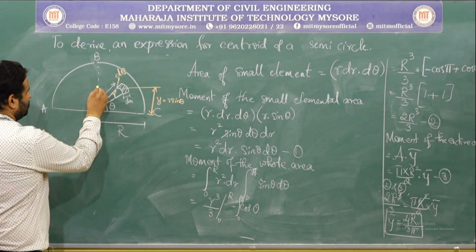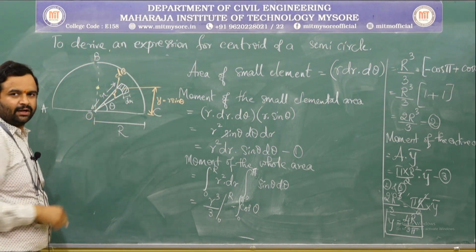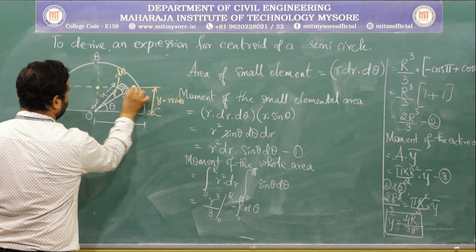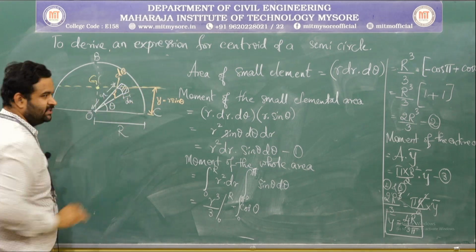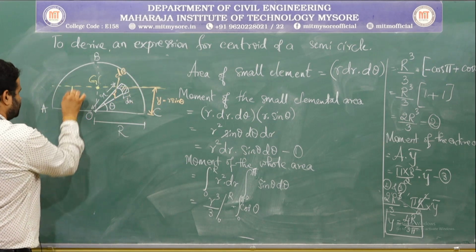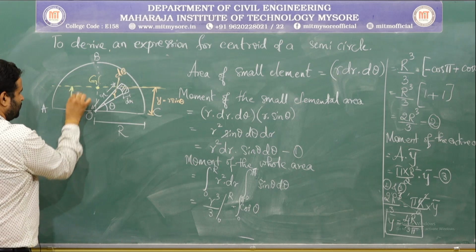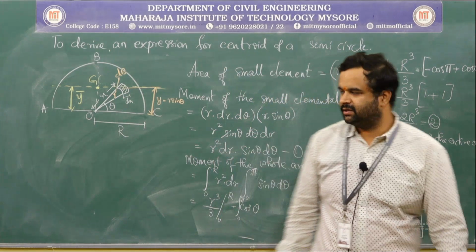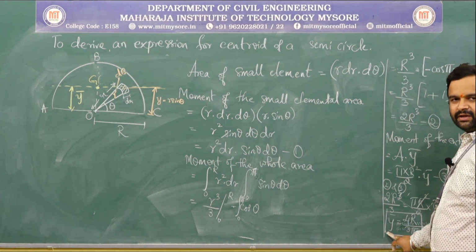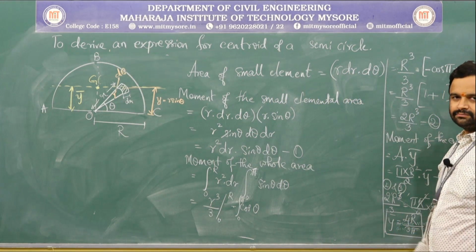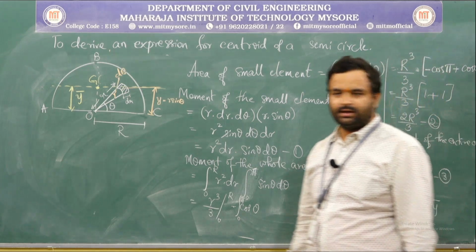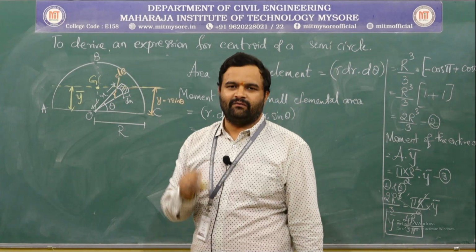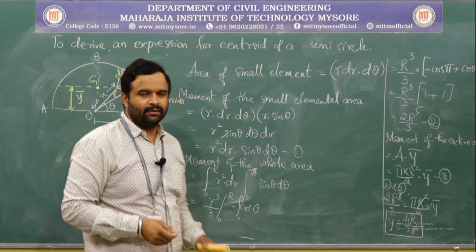So let me locate. Since it is symmetrical about the yy axis, we don't have any x component. So this is the G of this semicircle, and this is its centroid y bar. That expression is given by y bar is equal to 4R by 3 pi. So whenever you are dealing with expressions involving a semicircle, y bar should be equal to 4R by 3 pi.